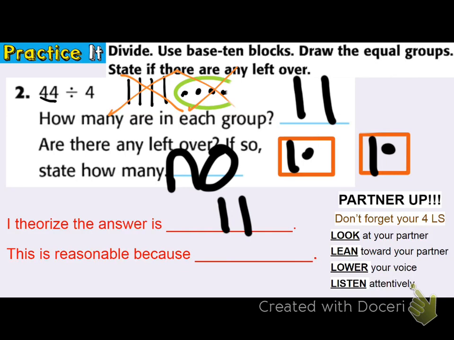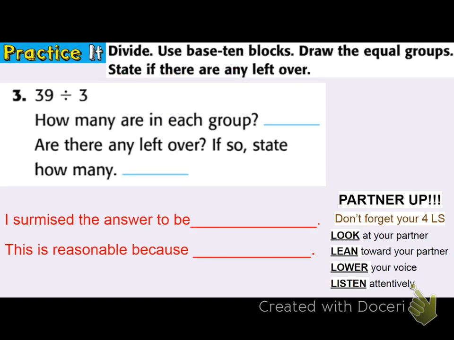I know this is reasonable, or I know I have the right answer because I can use that fact family. 11 times 4 is 44. So there must be 11 in all 4 groups. Okay, divide, use base 10 blocks, draw the equal groups, state if there are any left over. This time they want me to take 39 and divide it into 3 equal groups.